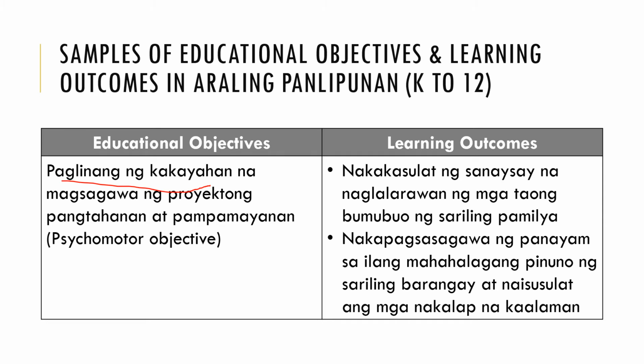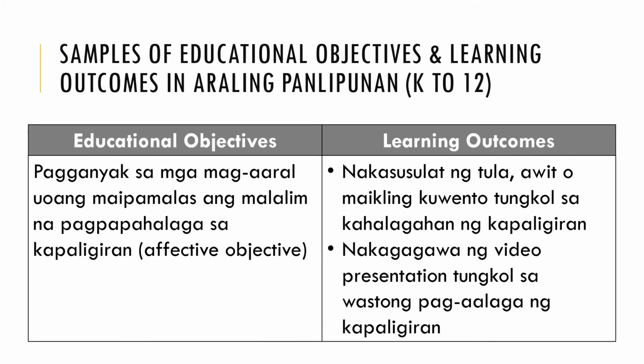Okay. So coming from that educational objectives, we constructed different learning outcomes. Example, nakakasulat ng sanaysay na naglalarawan ng mga taong bumubuo ng sariling pamilya. Okay. Nakapagsasagawa ng panayam sa ilang mahalagang pinuno ng sariling barangay at naisusulat ang mga nakalap na kaalaman. Okay. So that is for learning objectives, learning outcomes. We cannot do this in just a snap of our finger. So that is why you have to go back to the statement and look at the differences of these statements.